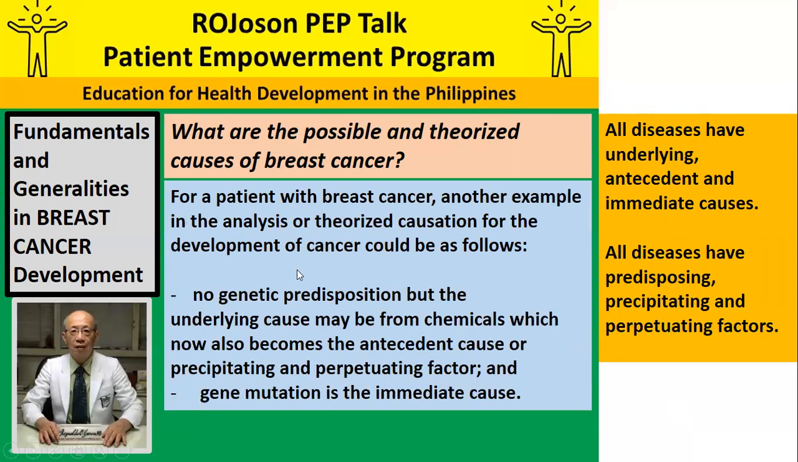Still another example of analysis, not genetic predisposition this time, but the underlying cause may be from chemicals, which now also becomes the antecedent cause or precipitating and perpetuating factor. And then lastly, gene mutation as the immediate cause.